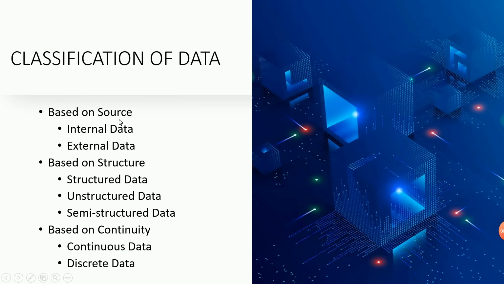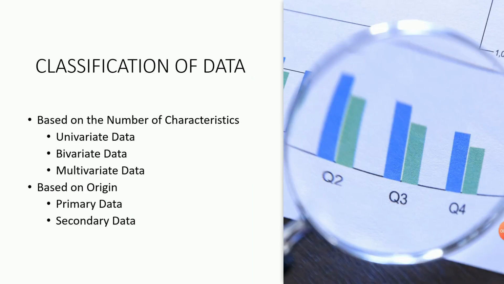Next is based on source, that is internal data or external data. Next, based on structure: structured data, unstructured data, semi-structured data. Next, based on continuity: continuous data or discrete data. Continuous data means we are giving a range, 0 to 10, then 11 to 20, like that. Discrete means I am giving an exact value, that is 1, 2, 3, 4, 5. In a 5-point rating, I have to give only one particular rating, that is discrete data.